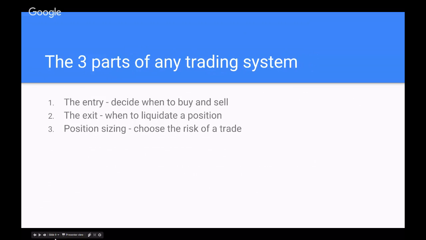Before we can help you analyze what to put into a trading system to follow the GIGO principle, garbage in, garbage out, we need to think about what actually goes into a trading system. So the 3 parts of any trading system are really simple. You got to enter, you got to exit, and you got to choose how much to bet. When you enter, you need to choose how much to bet.